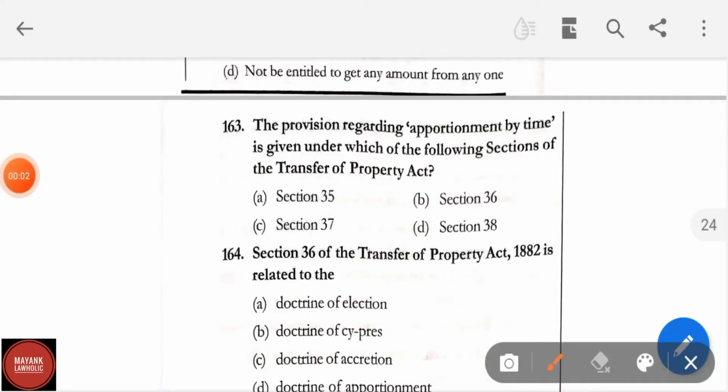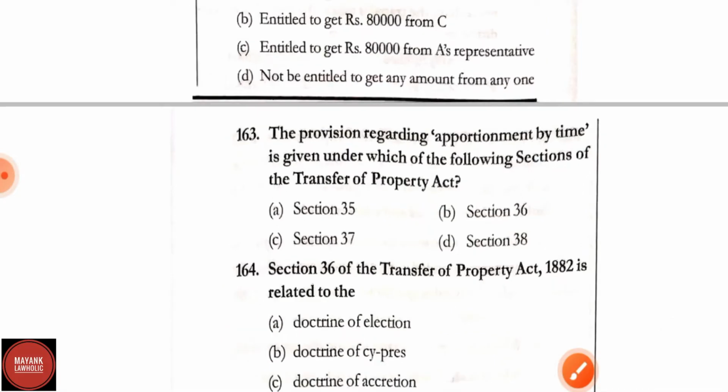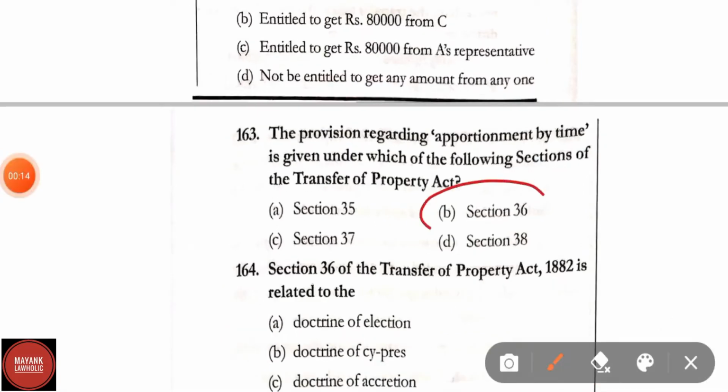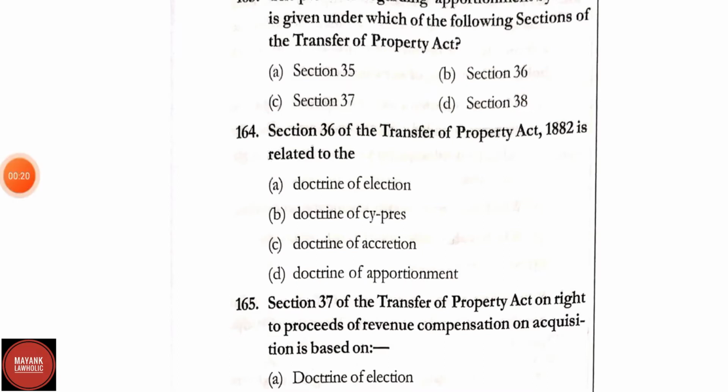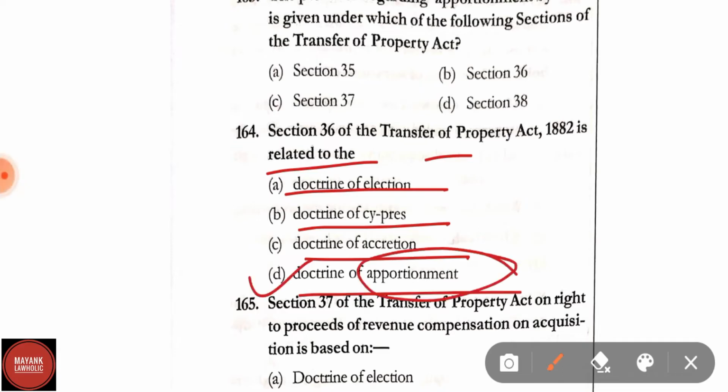Question number 163. The provisions regarding apportionment by time is given under which of the following sections of TPA? Options are section 35, section 36, section 37, section 38. Here correct answer is option B, that is section 36. Question 164. Section 36 of the TPA is related to the doctrine of election, doctrine of suppress, doctrine of acceleration, doctrine of apportionment. Correct answer is option D, that is doctrine of apportionment.